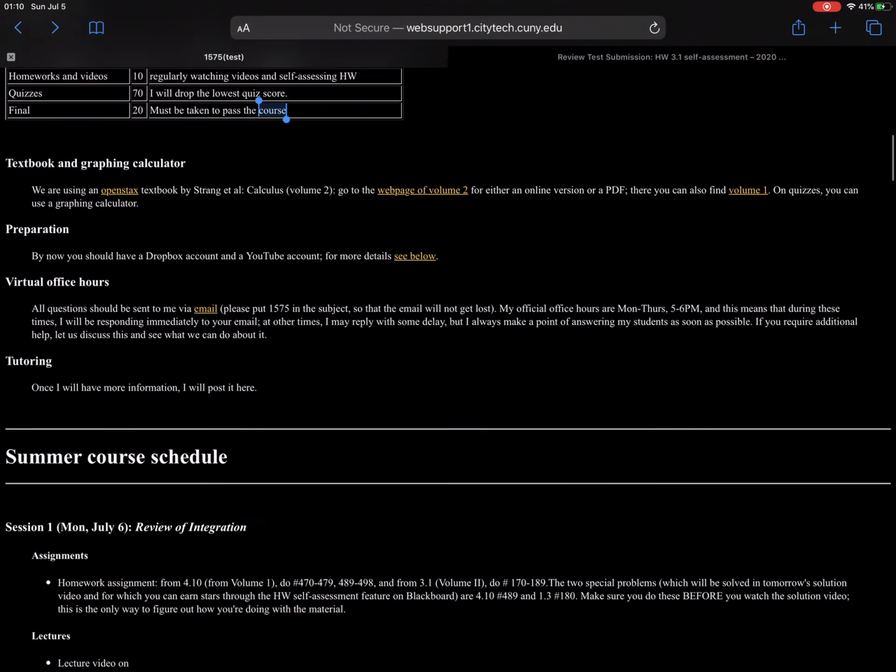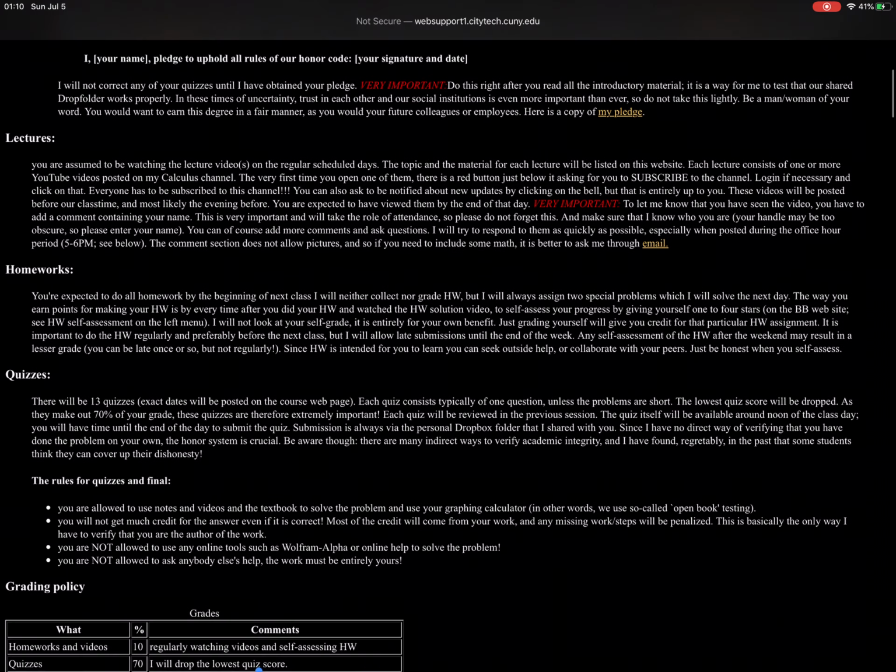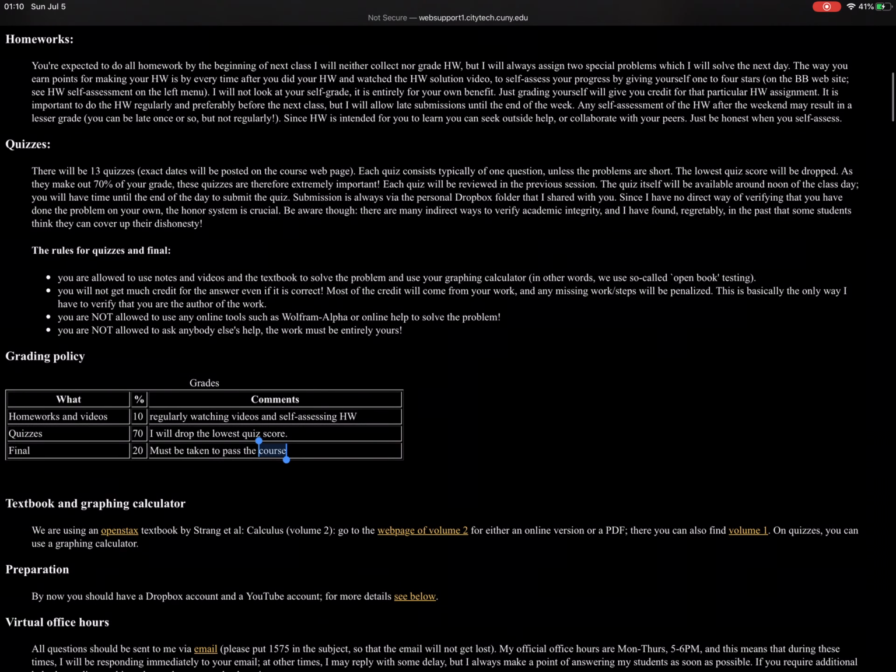But that's a very important thing, because the homework is how you learn, how you figure out yourself that you understand things and how you learn to work these things. So they're very important to accumulate these tools to understand this material and to assess yourself. Okay.